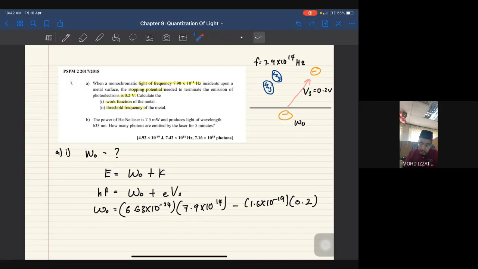So ramai student dia akan terlupa darab ni. Sebab dia assume yang diberi tu adalah eVs. Tapi sebenarnya yang diberi tu hanyalah Vs. So you have to multiply with e.